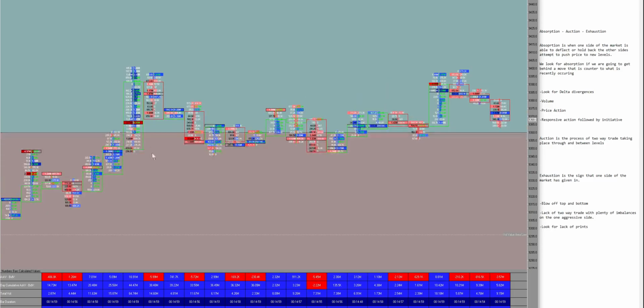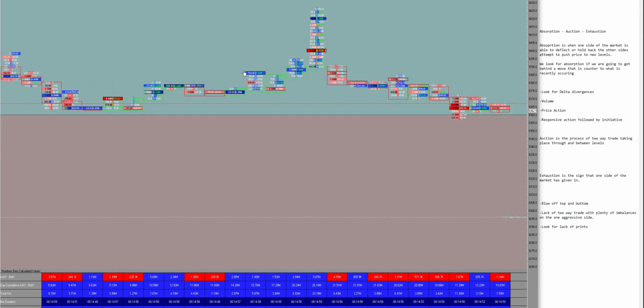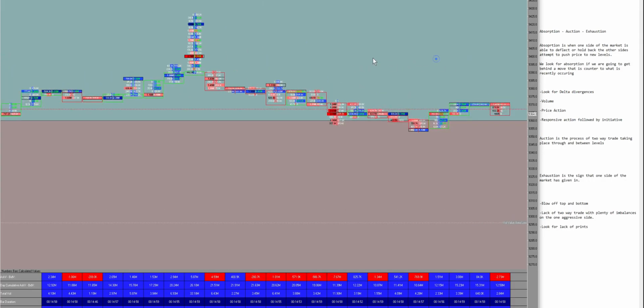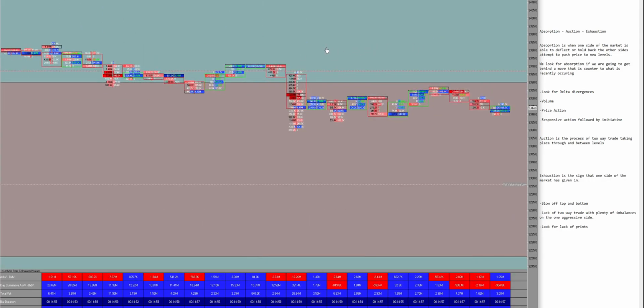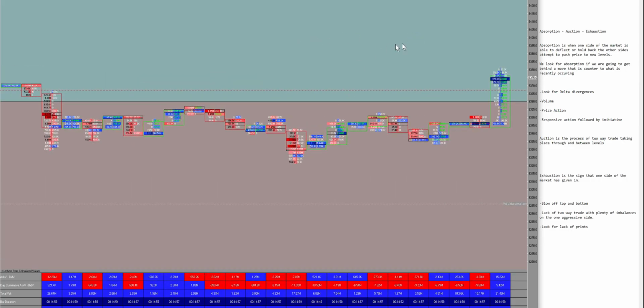So let's go back. Remember, we're focusing on this area right here. I'll just put a line right there. Okay, extending forward. Respecting the line, but unable to really do anything. Sellers are able to push this back down. So we start to see aggressive selling come in.